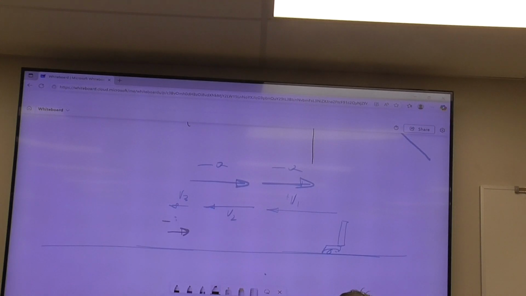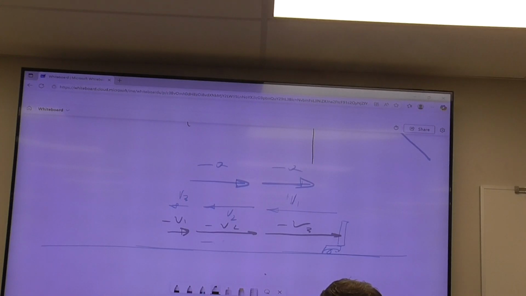Now, I'm going to have a negative V1, I'm going to have a negative V2, I'm going to have a negative V3. So on the way back, notice my velocity vectors are now pointing in the opposite direction, and they're getting bigger. So when something speeds up, what do you know about the sign of velocity and acceleration? It's the same. Same sign.